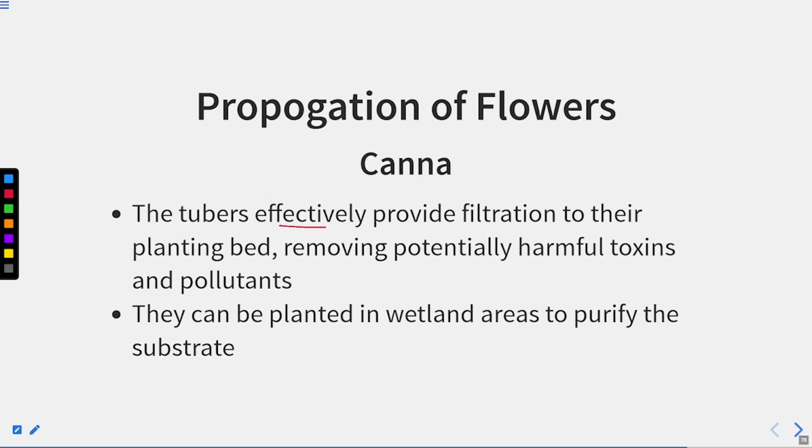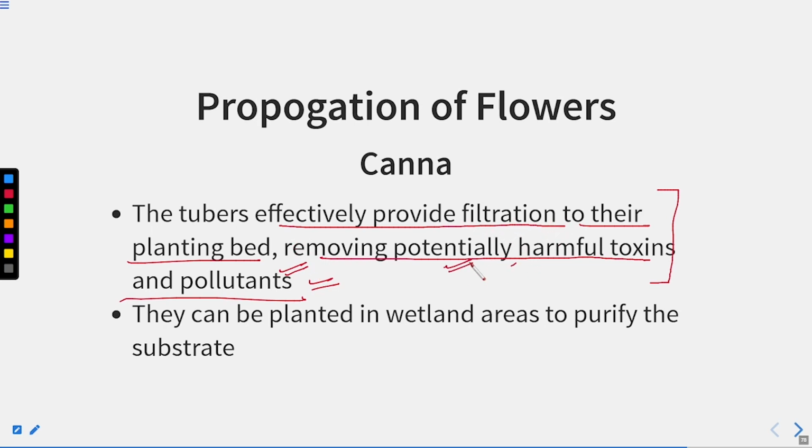The tubers effectively provide filtration to their planting bed, removing potentially harmful toxins and pollutants. This is very important ecologically, as they remove the pollutants or toxic material present in the water. They filter out all the potentially harmful toxic material from the water by filtering through the tuber.